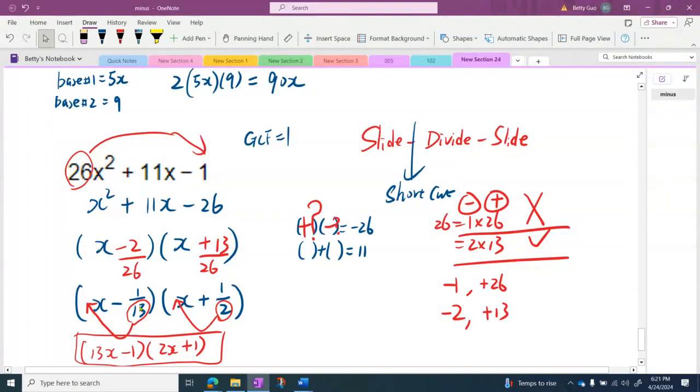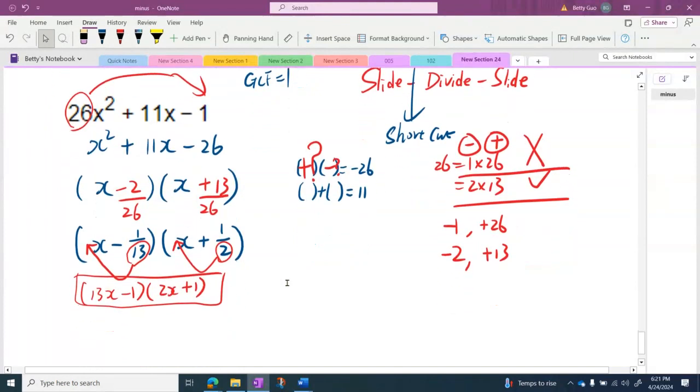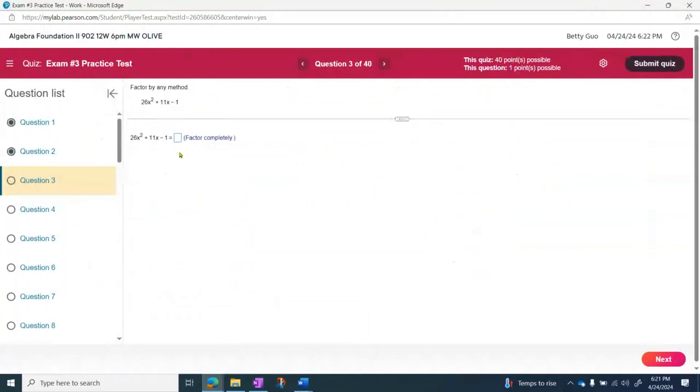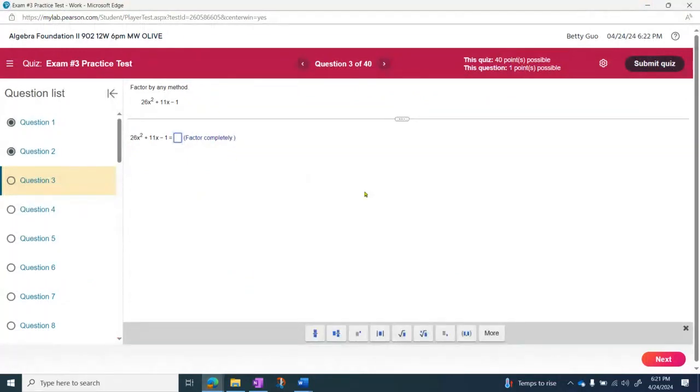Yeah, that's the answer. Well, those are not very easy. I would say you really have to know the method in order to get it done correctly. 13x minus 1, 2x plus 1. (13x minus 1)(2x plus 1). Double check. Any questions?